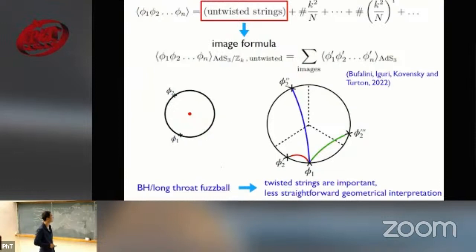But now you can see when k is big enough, the corrections from twisted strings are very important. So you no longer have this image formula. So the geometrical meaning is not that straightforward. Okay, so let me put a summary here. If you want to study black hole formation and the long throat fuzzballs, when k goes as square root of n, then twisted strings are important, and you do not have a straightforward geometric interpretation. Okay, so that's my conclusion.